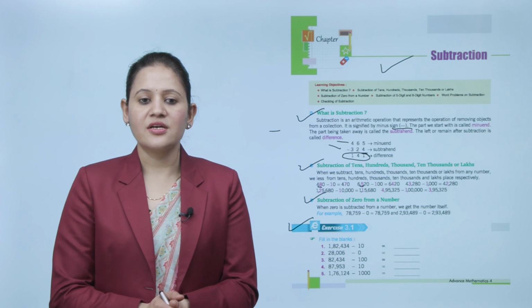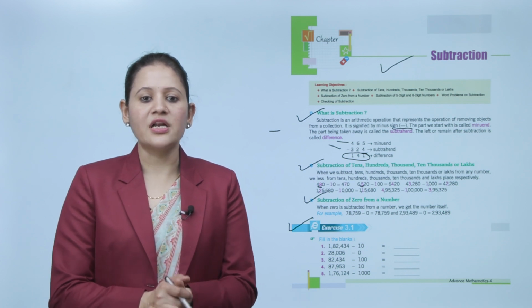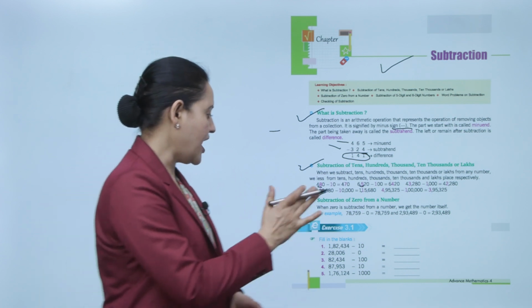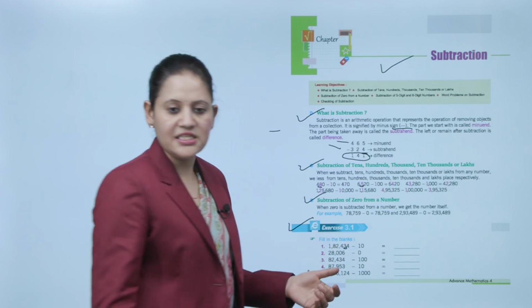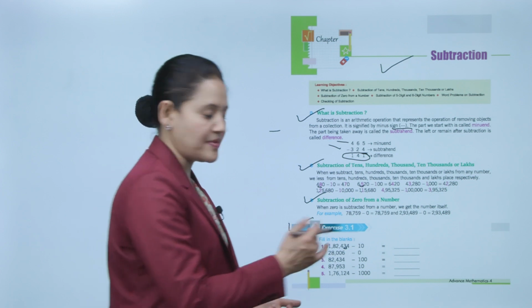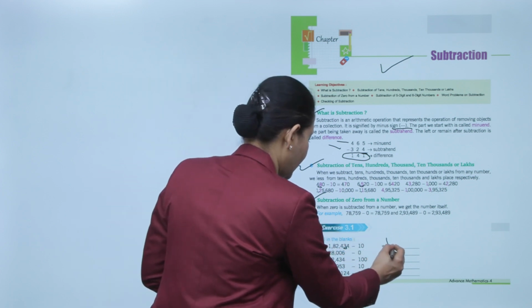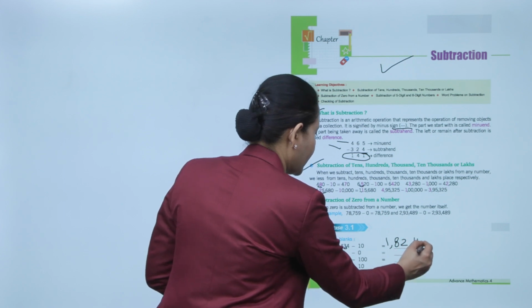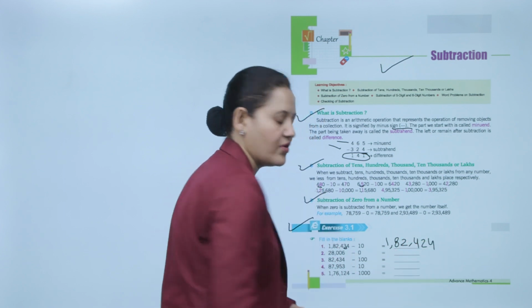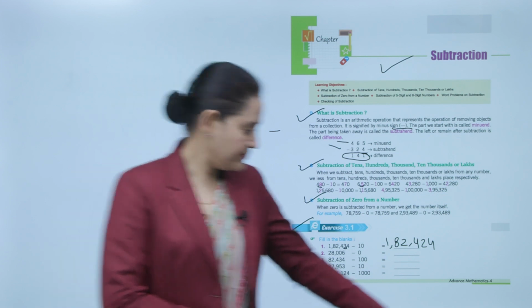Next is exercise 3.1. Fill in the blanks. 1,82,434 minus 10. So we have to subtract 10. In this number, the digit at the tens place is 3, so it will decrease by 1. So the answer will be 1,82,424. Clear?